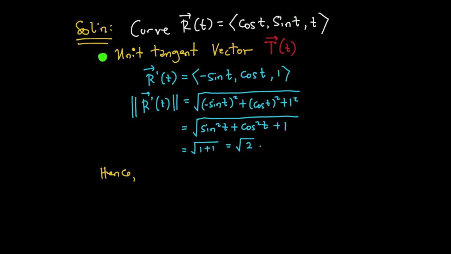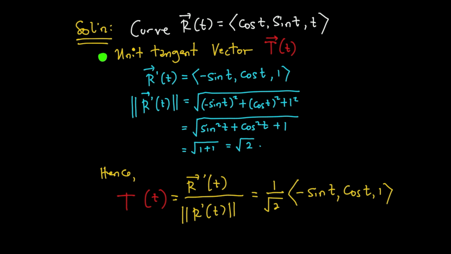Now for the formula of the unit tangent vector, we have r prime of t divided by the magnitude of r prime of t. By these calculations, we simply divide both. And this gives us 1 over square root of 2 times the vector negative sine t, cosine t, and 1. So that's how you find your unit tangent vector.